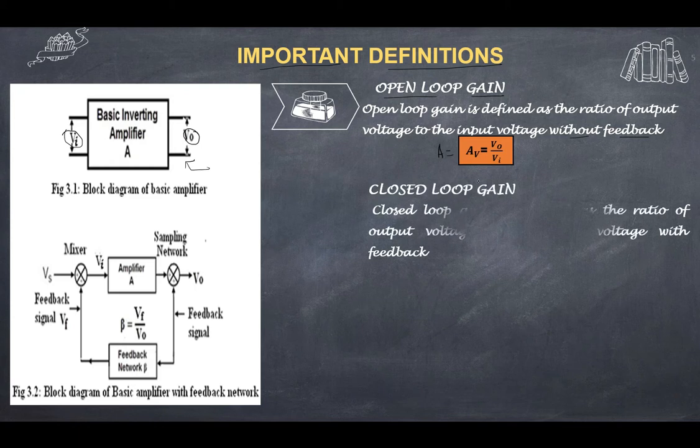Whereas the second one is closed loop gain. This closed loop gain can be defined by the second circuit.